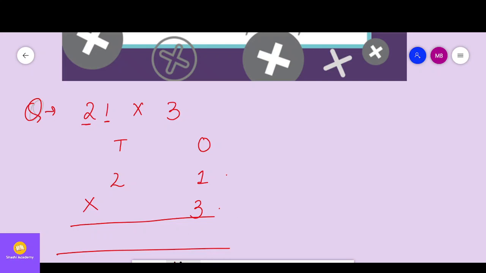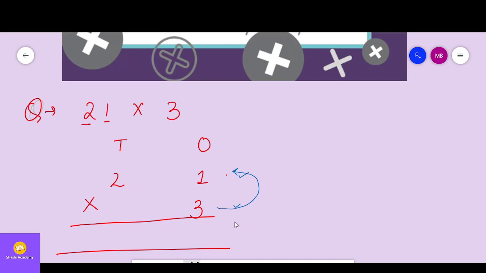We multiply like this. First we have rows here. You can see that there are two rows. In the first row there is 21 and in the second row there is 3. So how we multiply is, we multiply the second row, that is the row in which the 3 is written, with the row above it. We have to multiply like this.